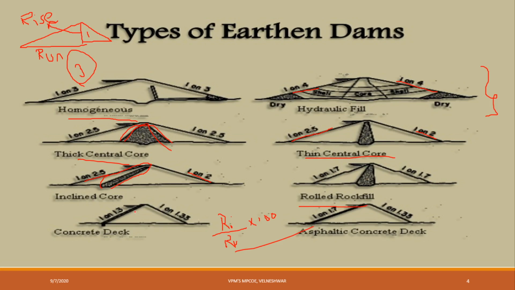Here, if you see the deck, for suppose this is our slope. On one side of the slope we will provide some concrete, and here we will provide asphaltic concrete, somewhat like tar. We make the construction this way to increase the properties, our strength, with types like rolled rock fill, asphaltic deck, concrete deck, inclined core. Here the inclined core is nothing but soil.